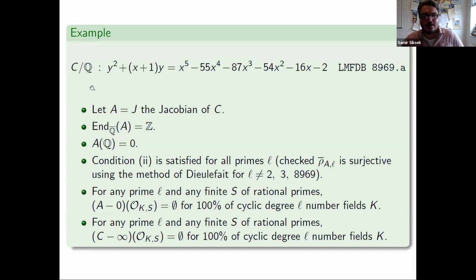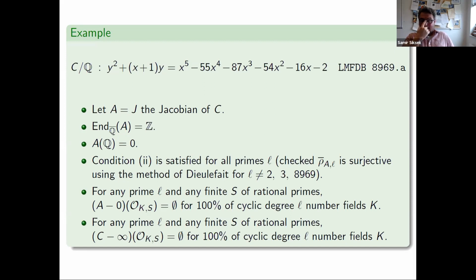So, right. Take this curve of genus 2. What I did is I searched the LMFDB for an example of a curve whose Jacobian has endomorphism ring Z, trivial mod L group, and I wanted it to be semi-stable. I'll explain why in a minute. So endomorphism ring Z guarantees you, by a theorem of Serre, that for all large L, the mod L representation is surjective. And that automatically gives you condition 2.